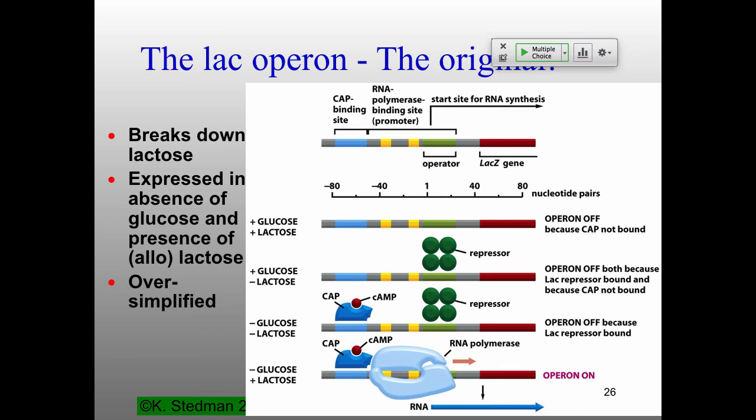Now, what did Jacob and Monod get wrong? They always grew it in low glucose. So there was always this activator around, and so it was just the repressor from there.